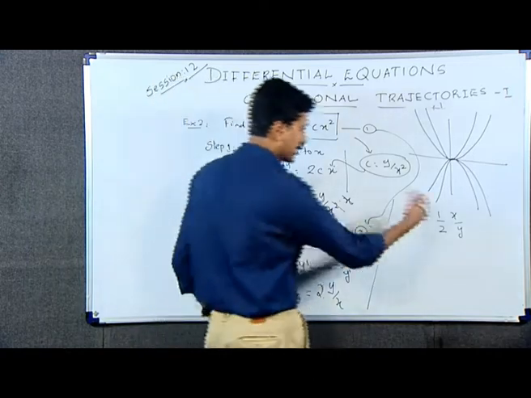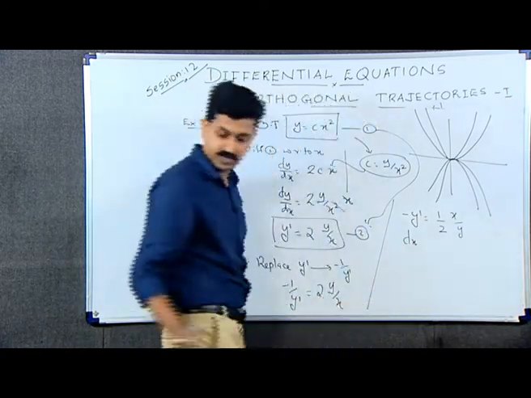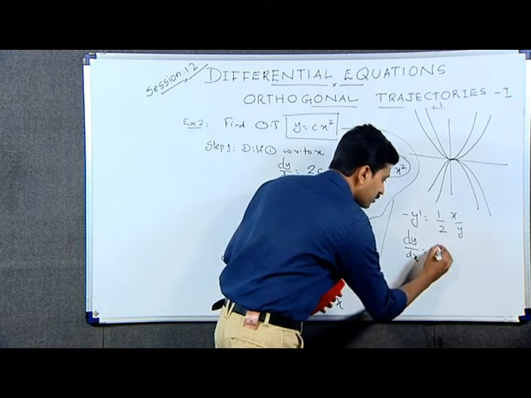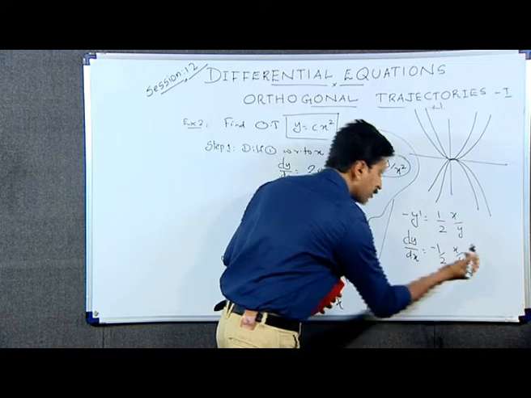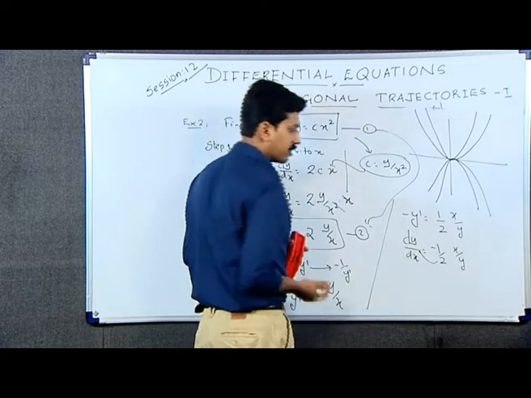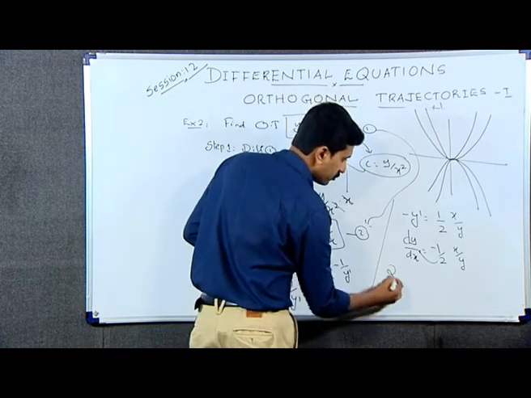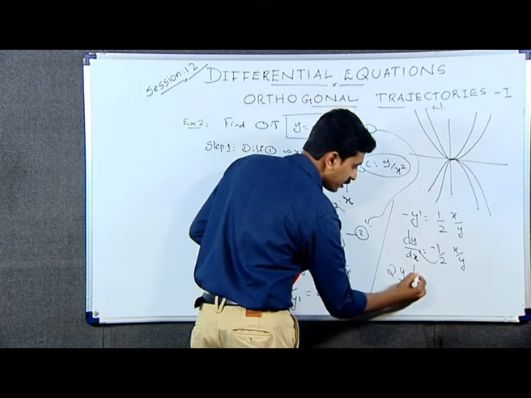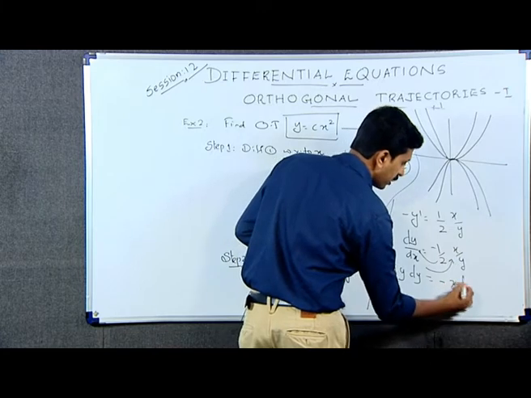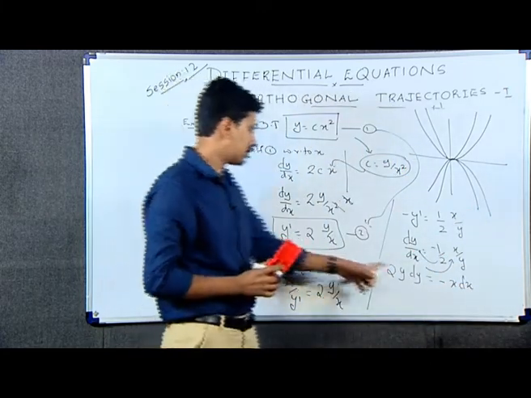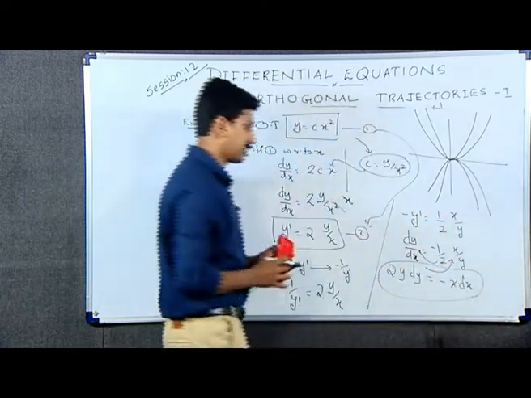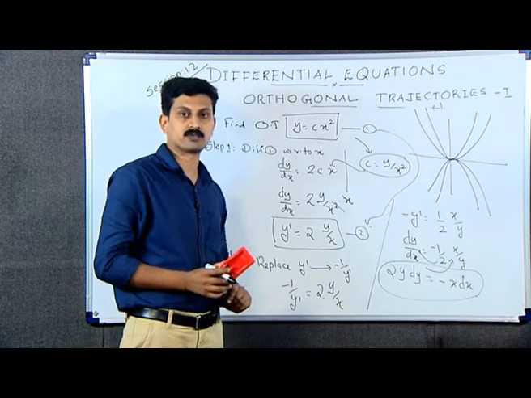I am writing this as dy by dx is equal to minus 1 by 2 x by y. I am taking this 2 to be here, and taking y to be here, so 2y dy is equal to, taking dx to the other side, minus x dx. Now, this is a differential equation. We got this differential equation by changing y dash to minus 1 by y dash.